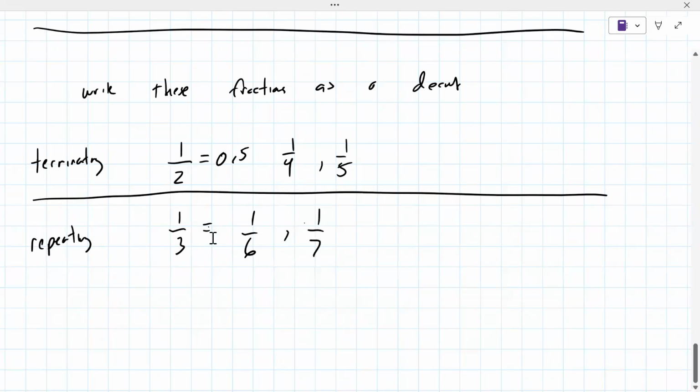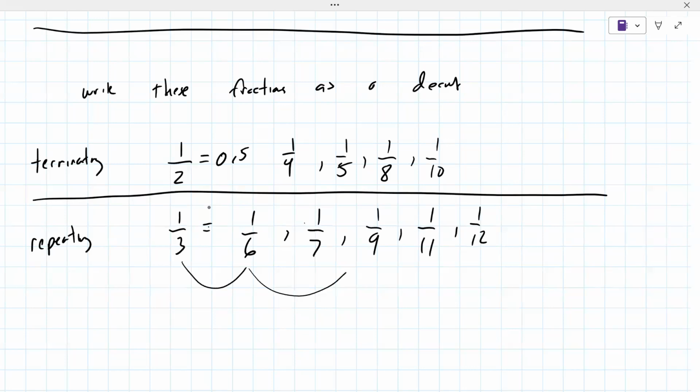How about 1/8? 0.125. Okay, so that's terminating. About 1/9? Repeating. Okay. 1/10 goes up here. Well, how about 1/11? Repeating. So how about 1/12? Where do you think that goes? Repeating. Yeah, so you start noticing a pattern here.